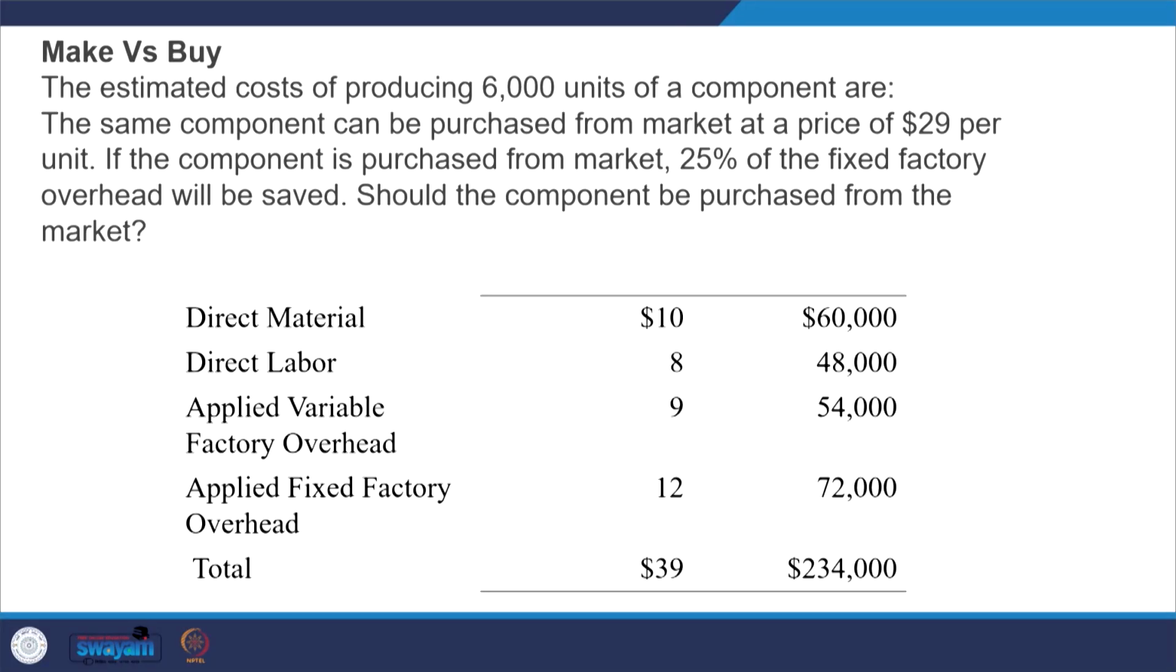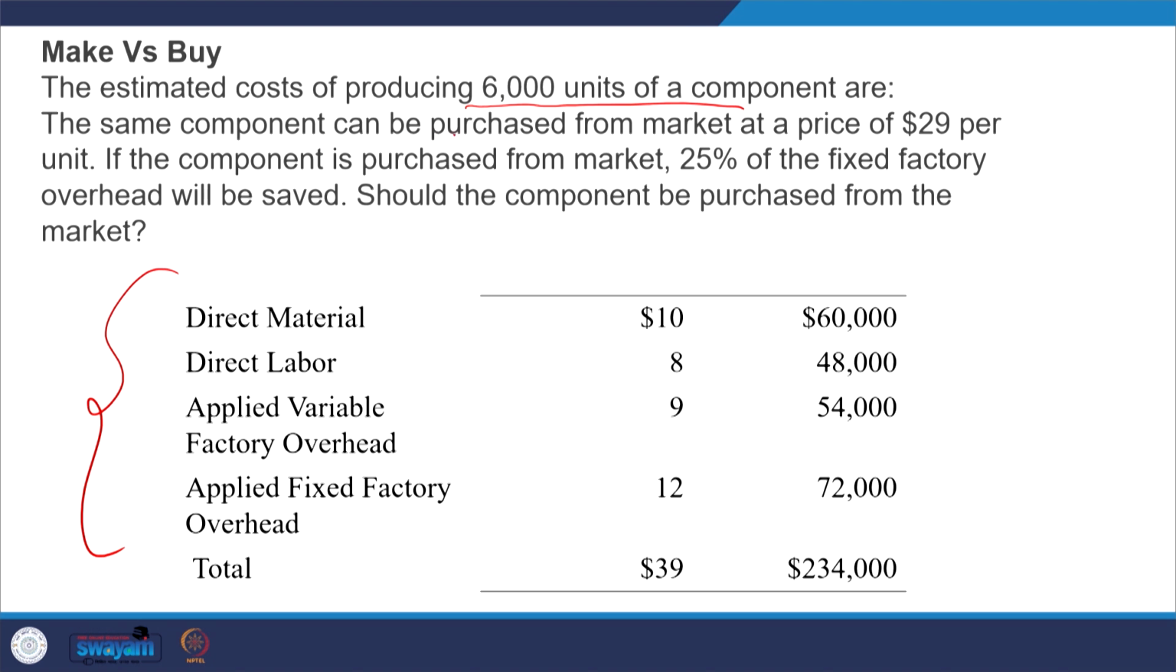But on the other hand, if it is easy to make and less costly to make, then it is better to create it inside. So, this decision has a lot of importance, it has a lot of bearing on the pricing of a product also, right. So, let us understand what this make versus buy is. With an example, let us say the estimated cost of producing 6000 units of a component is given here. The same component is this one, right. If you want to produce it, this is the total cost of the components, right.